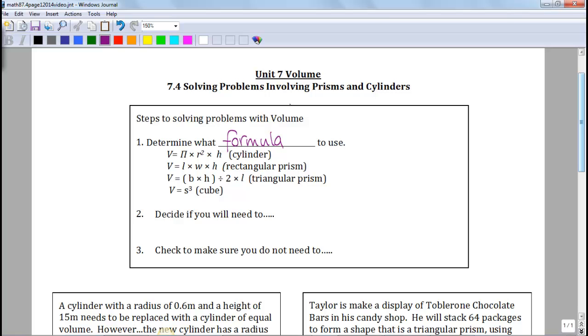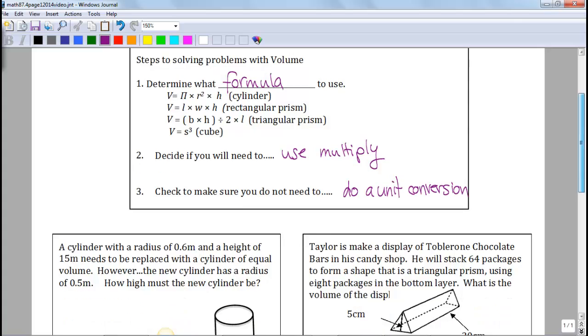Decide if you'll need to use multiple formulas as well. Sometimes it's a combination between 2 different ones. And one of the more important ones is make sure you do not need to do a unit conversion. Make sure that if they ask for it in centimeters, it's in centimeters. If it's in meters, in meters. So let's try some.